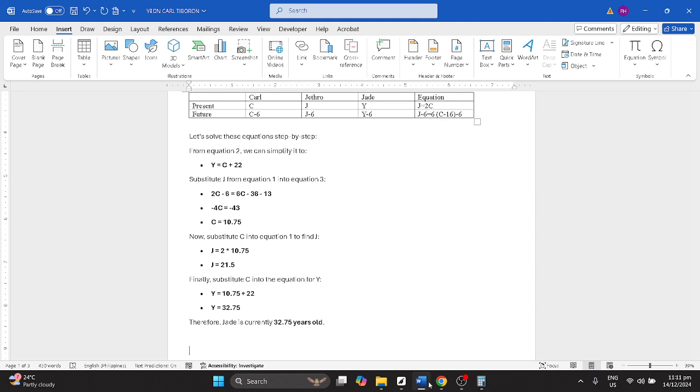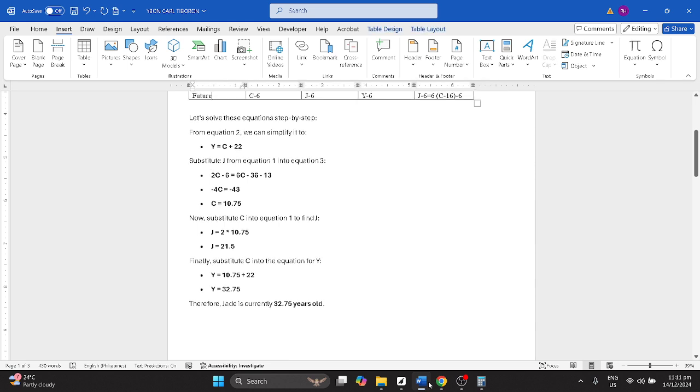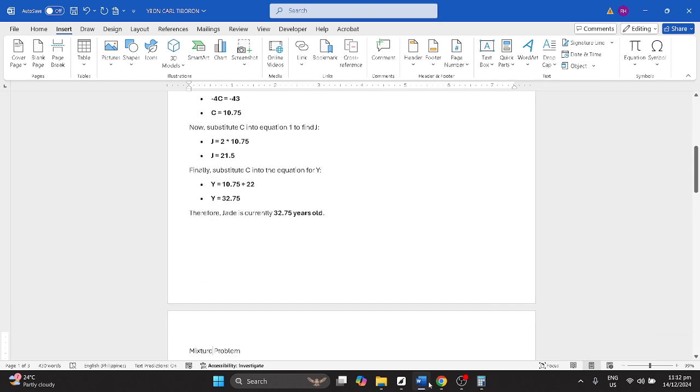Finally, substitute c into the equation for y in order to find out Jade's age. Y equals 10.75 plus 22. If we add these two numbers, we'll come up with 32.75. Therefore, Jade is currently 32.75 years old. That's how I came up with the age word problem.